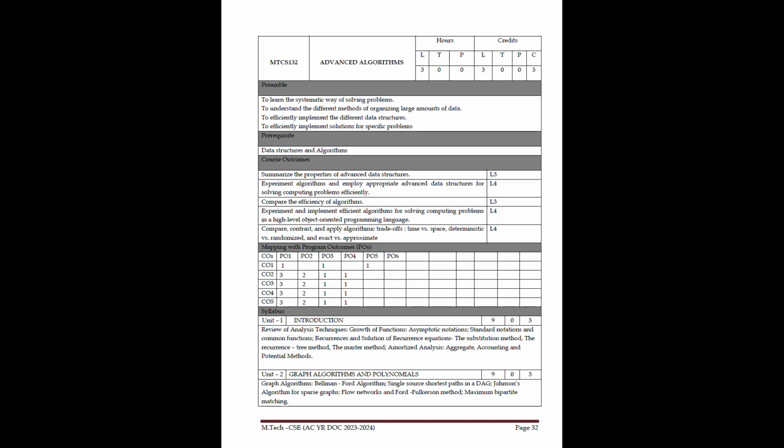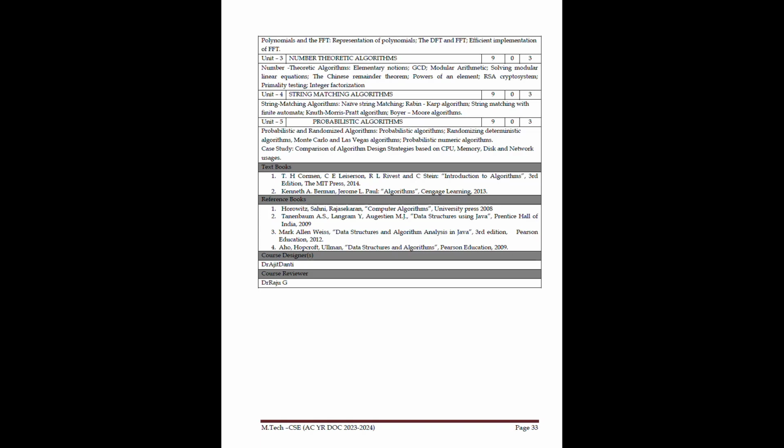And then we have Unit 2, which deals with graph algorithms and polynomials, in which you need to know about graph algorithms, Bellman-Ford algorithm, single source shortest path in a DAG, which is a directed acyclic graph, and Johnson's algorithm for sparse graphs, flow network, and Ford-Fulkerson method, maximum bipartite matching. Polynomials and the FFT: representation of polynomials, DFT and FFT, efficient implementation of FFT, fast Fourier transform, that is, discrete Fourier transform and fast Fourier transform.